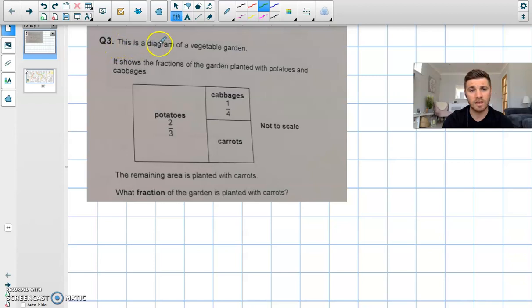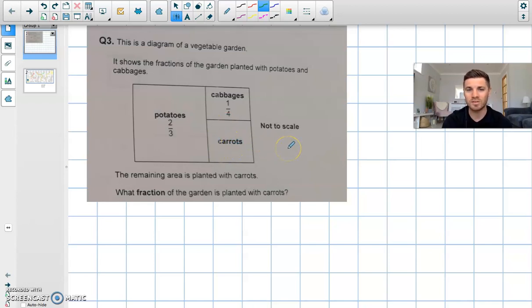Now, the question says, this is a diagram of a vegetable garden. It shows the fractions of the garden planted with potatoes and cabbages. The remaining area is planted with carrots. What fraction of the garden is planted with carrots? Now, I've had all sorts of answers. I've had a really common answer, which a lot of children have put, that the answer is 1/4, because it looks like the cabbage patch, so it must be the same.